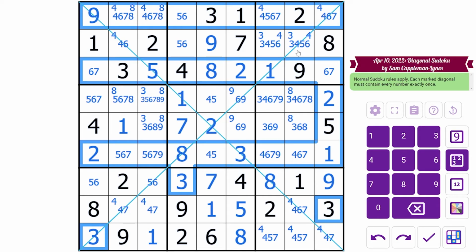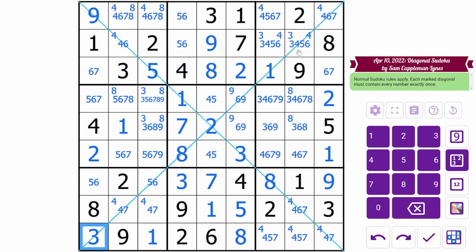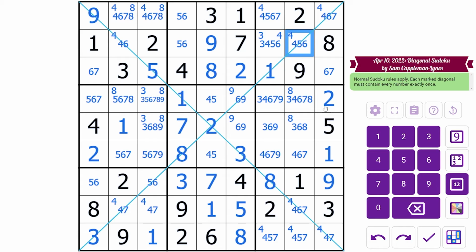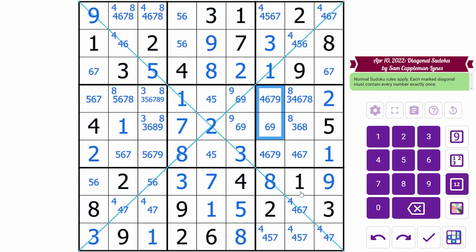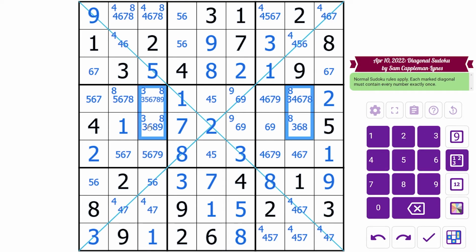No, we can. We already have our 3 on a diagonal. This cannot be a 3. Which means that is the 3. Which means these are not the 3. Which means one of those is the 3 and one of these is the 3. Okay.